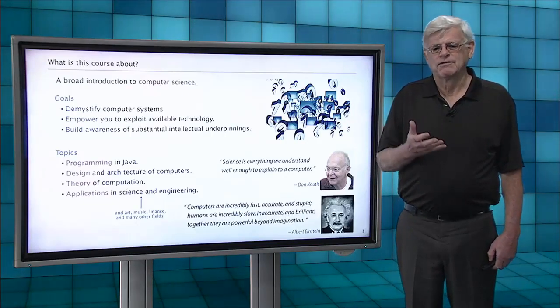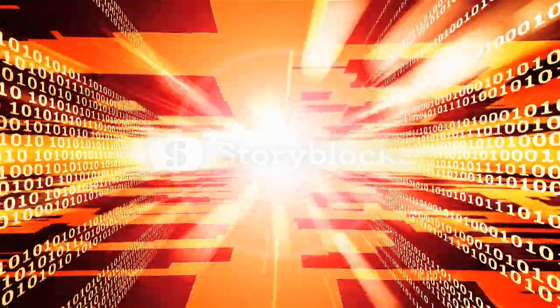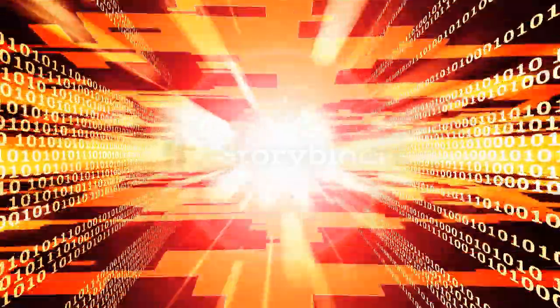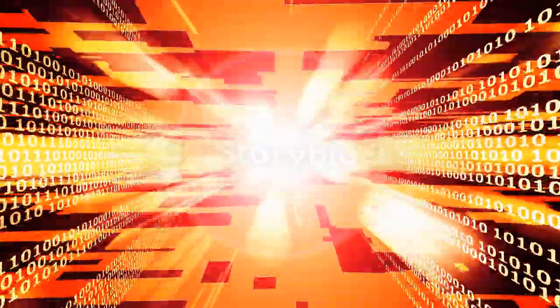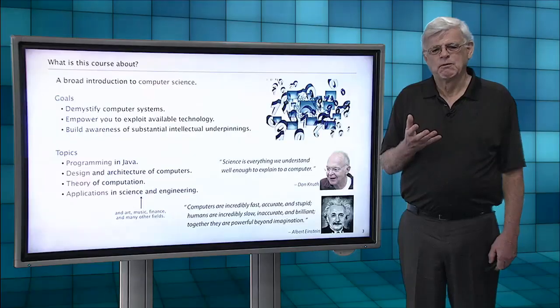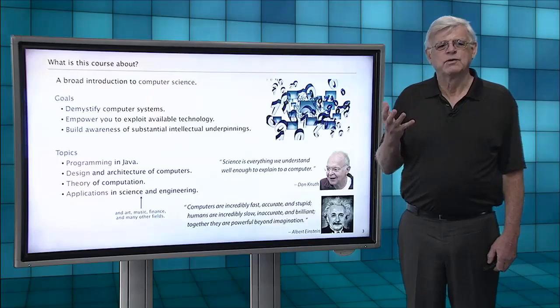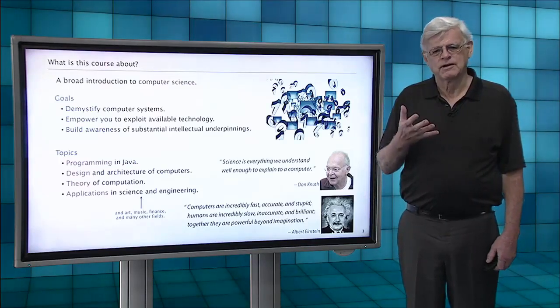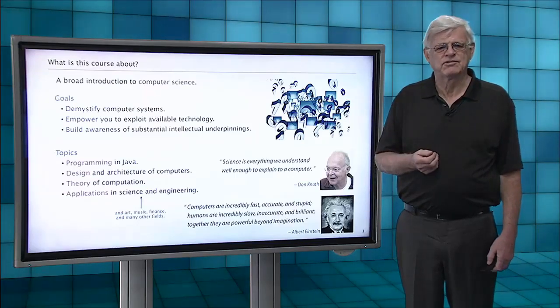And in fact, we have another famous quote from a famous scientist that everyone knows. Pretty early on in the life of computation, said this: "Computers are incredibly fast, accurate, and stupid. Humans are incredibly slow, inaccurate, and brilliant. But together they're powerful beyond imagination." That's really what we want to talk about in this course, is the ways in which people can exploit the incredible development of computation over the past several decades.